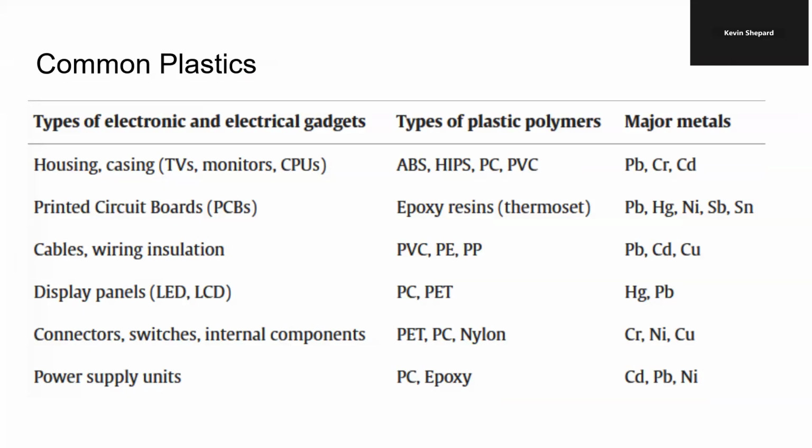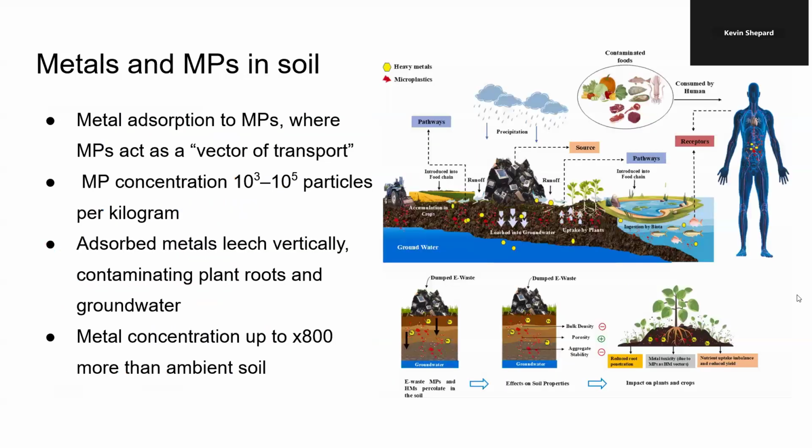So with e-waste, there's a bunch of different plastics that come from it, and plastics and metals are both important to e-waste, as we will see. Different parts of housing and electronics have different plastics, and these are the different types of plastics and the major metals that you'll see with them as well. So here's just a list: display panels, power supply, housing, PCBs, things like that.